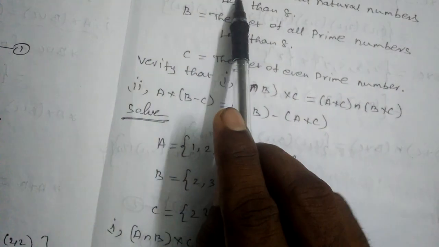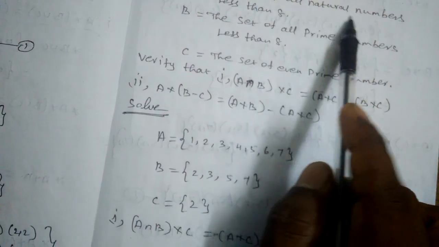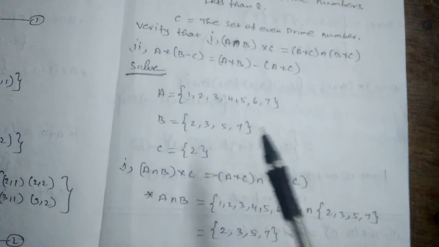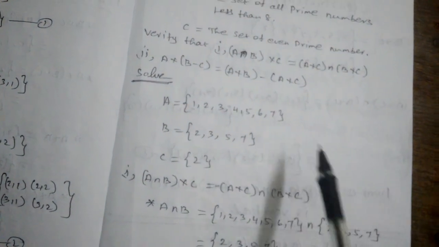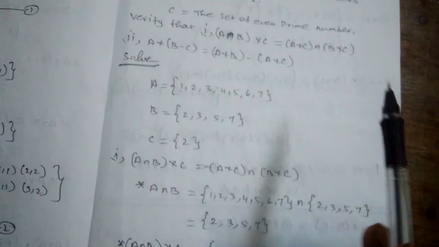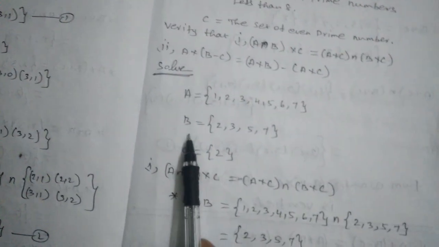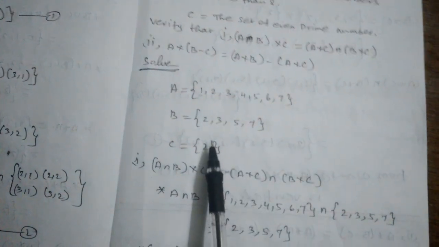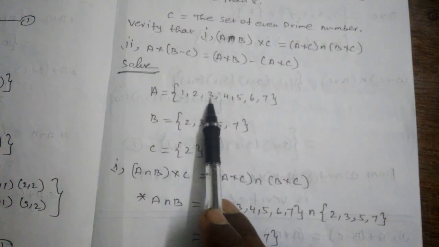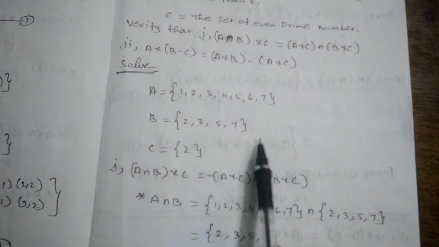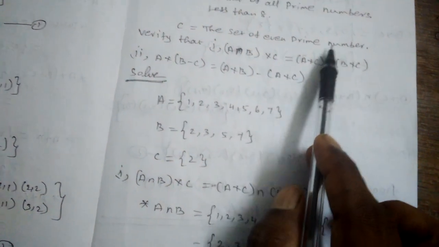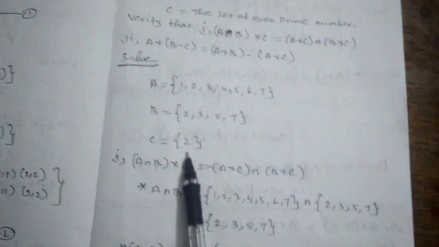What is A equal to? They are saying the set of all natural numbers less than 8. The natural numbers are 1, 2, 3, 4, 5, 6, 7, so less than 8 we stop at 7. B is the prime numbers less than 8: 2, 3, 5, 7, right? And C is the set of even prime numbers. There is only one even prime number, which is 2. So C is equal to {2}.